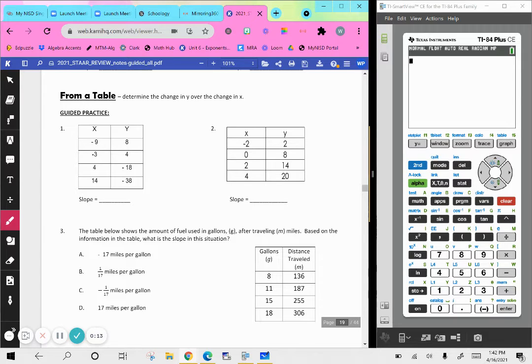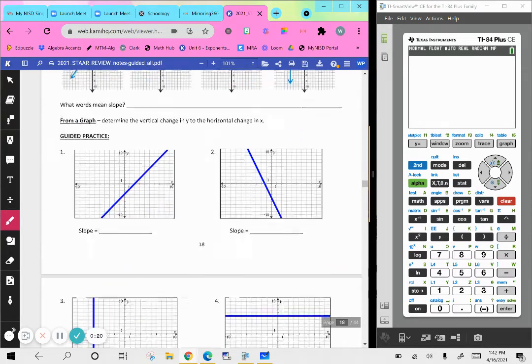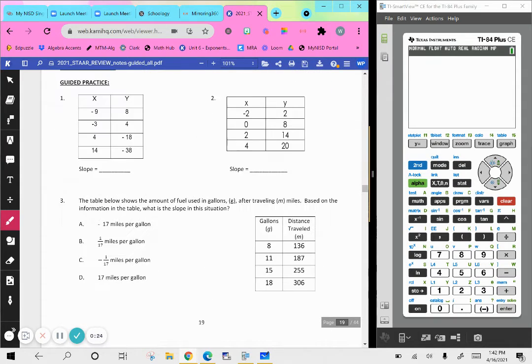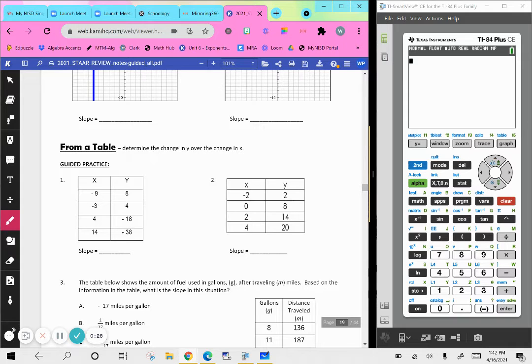So if you have your review booklets, the one that says function basics, and inside the pages are numbered. You're going to flip to page 19, that's where I'm at, and we're talking about finding slope from a table. All right, so when we're finding slope from a table, you can use the slope formula.